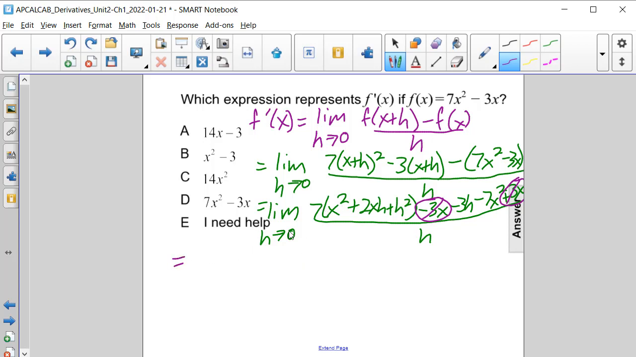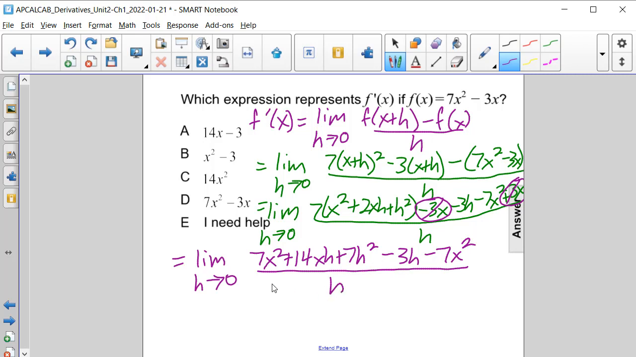And then let's distribute the 7 through to see if anything else cancels out. So we still have the limit as h approaches 0 of 7x squared plus 14. Forgot to do the multiplication there, so that'll be 14xh plus 7h squared minus 3h minus 7x squared are the only terms remaining at the top, all divided by h. And notice we have a positive 7x squared and a negative 7x squared, so they cancel each other out because they add up to 0.